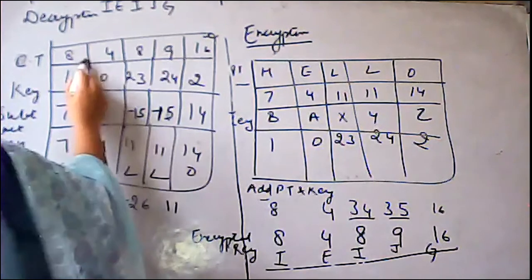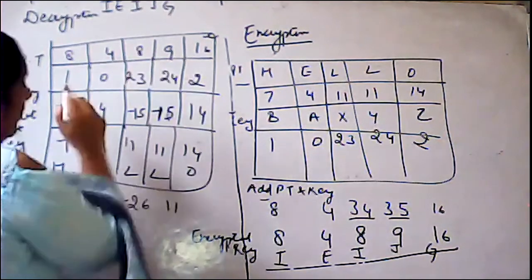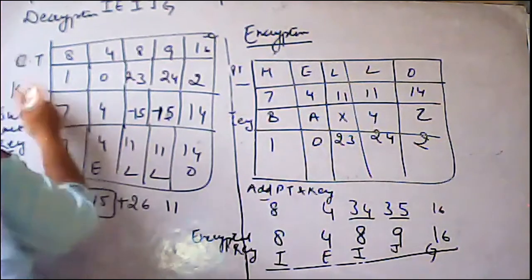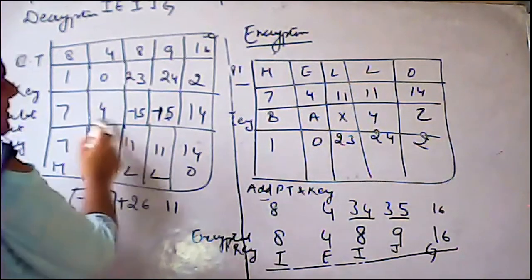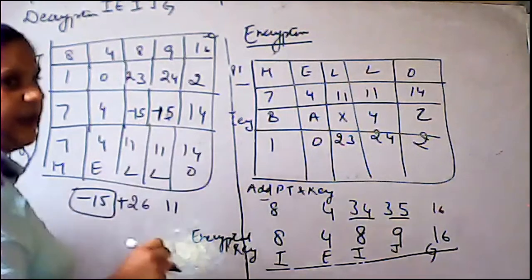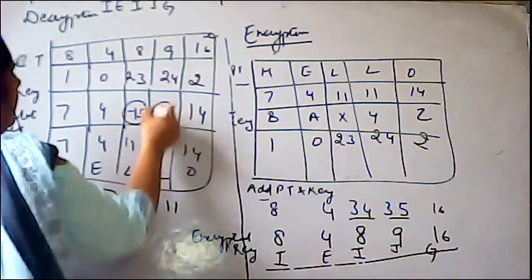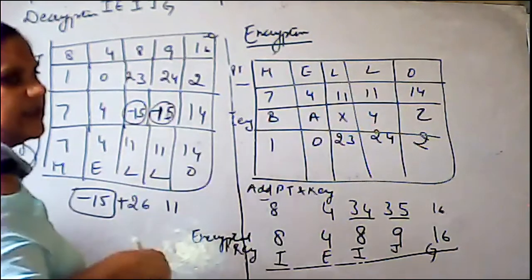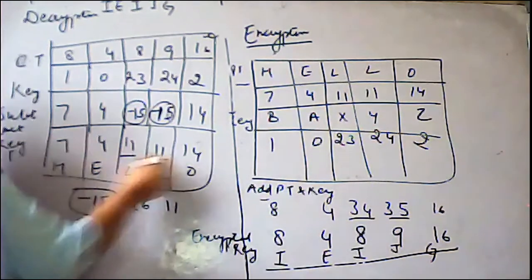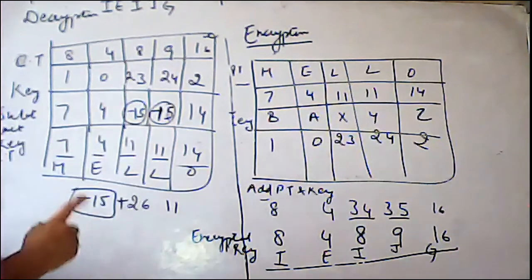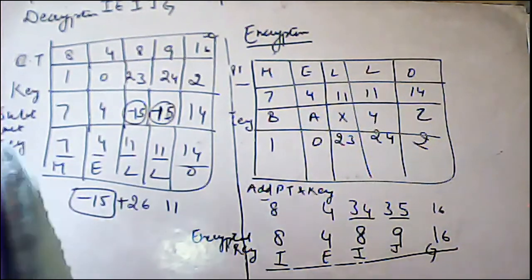Decode it, you will get 8, 4, 8, 9, 16. Then you will write the key as it is. Then subtract the key from the given cipher text. You will get 7, 4, minus 15, minus 15, and 14. Then wherever the figure is in minus, you are going to add 26 to it. Then you will get these positive numbers 7, 4, 11, 11, 14, which will be decoded as HELLO.